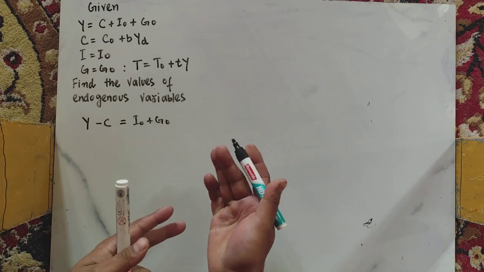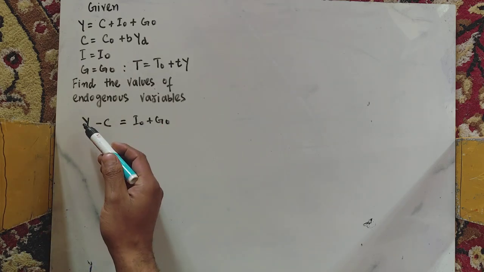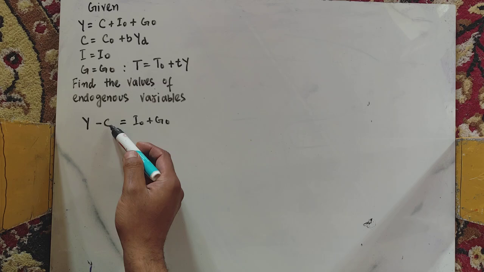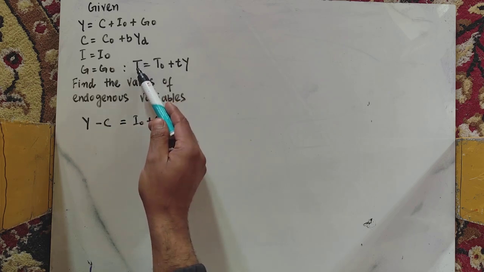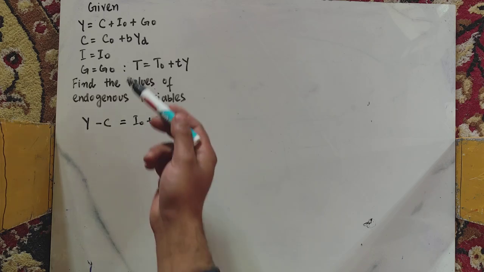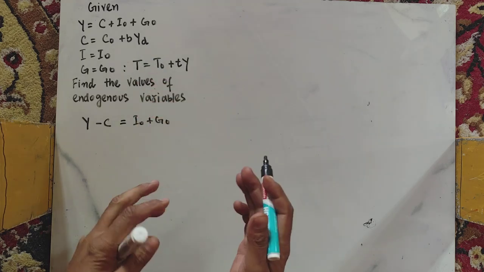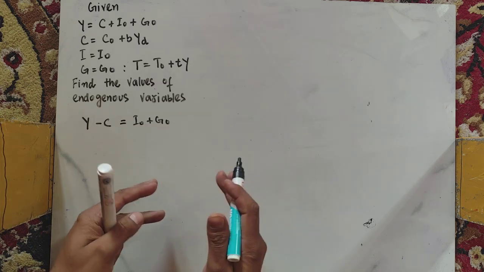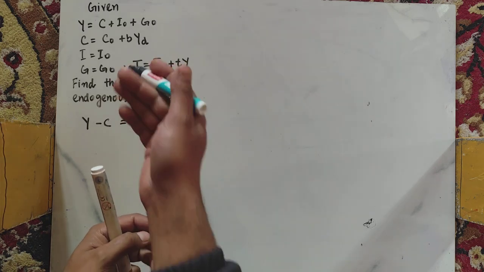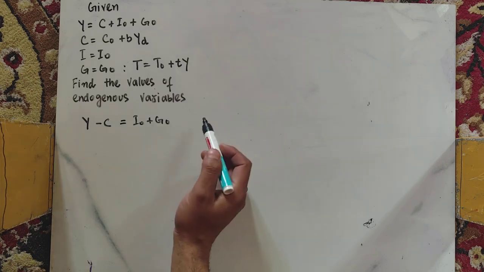What are the endogenous variables here? Income is an endogenous variable, consumption is an endogenous variable, this T is an endogenous variable here, and disposable income is also an endogenous variable, because their values will be determined within this model. So this is the first equation.